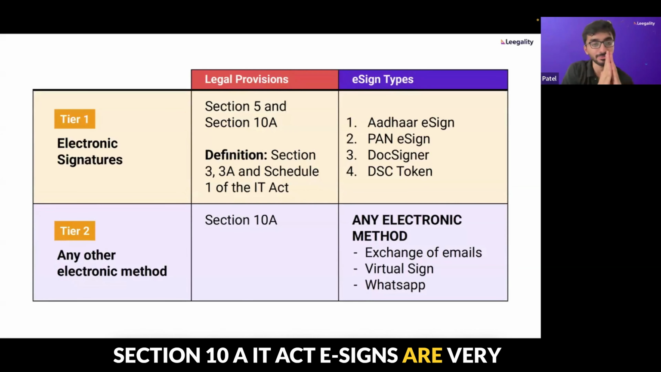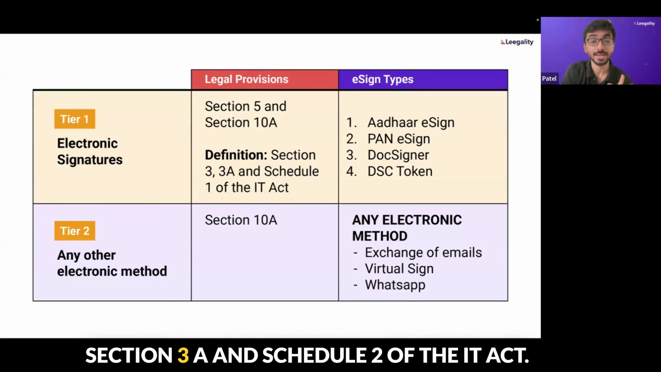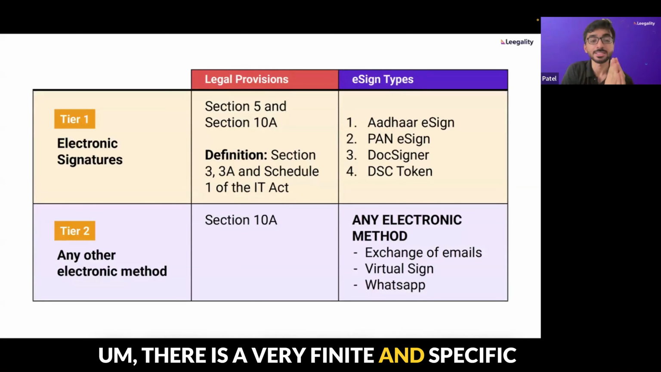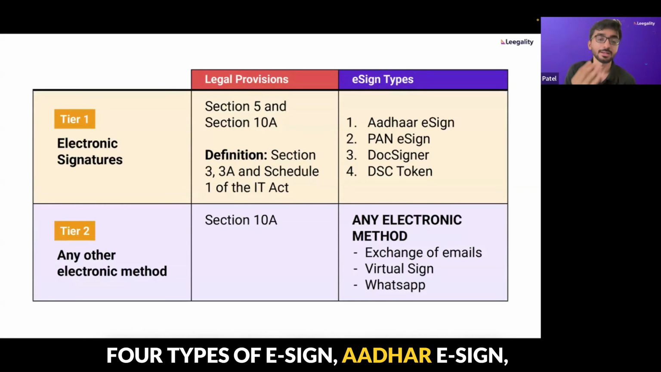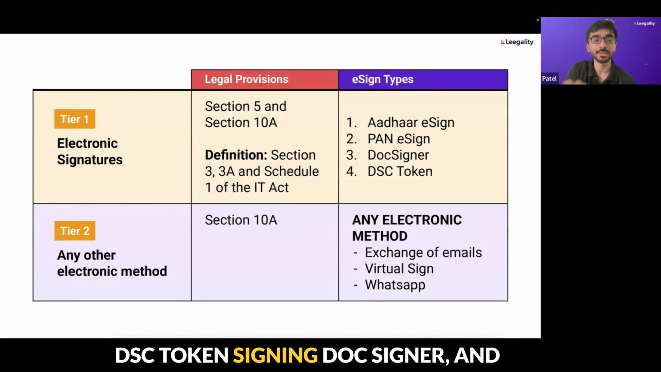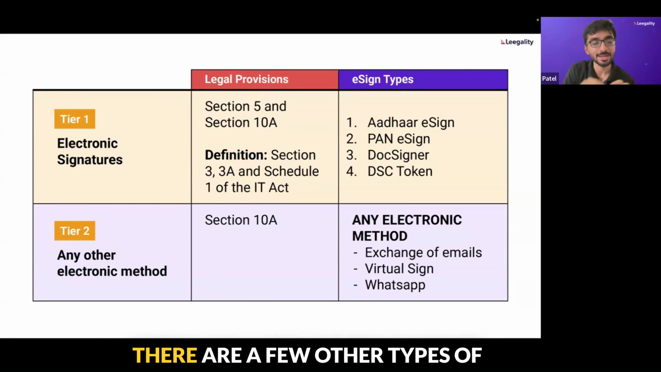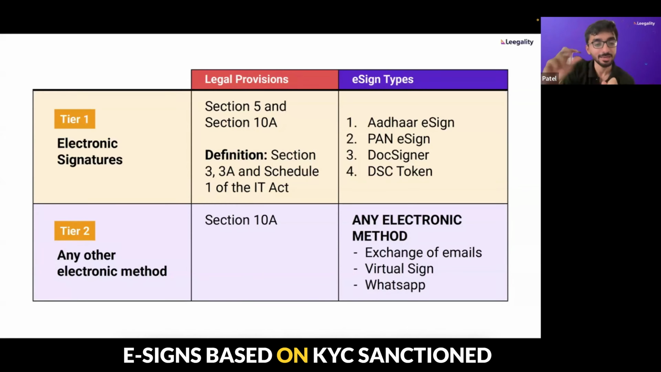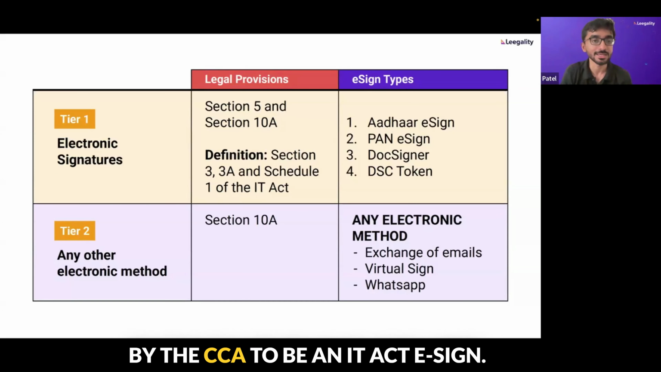IT Act eSigns are very specific and defined by Section 3, Section 3A, and Schedule 2 of the IT Act. There is a very finite and specific list, which essentially consists of four types of eSigns: Aadhaar eSign, DSC token signing, Doc Signer, and PAN eSign. For some other entities, there are a few other types of eSigns based on KYC sanctioned by the CCA. But basically, it has to be sanctioned and provided for by the CCA to be an IT Act eSign.